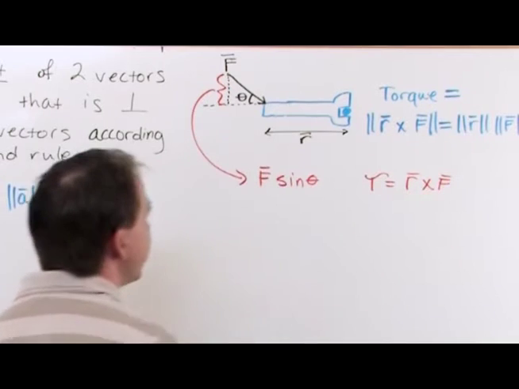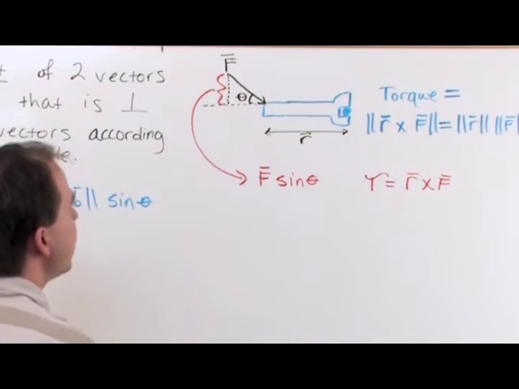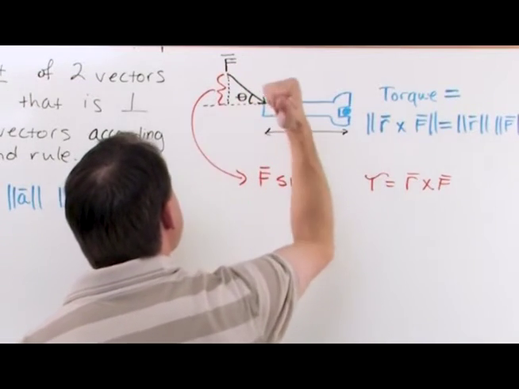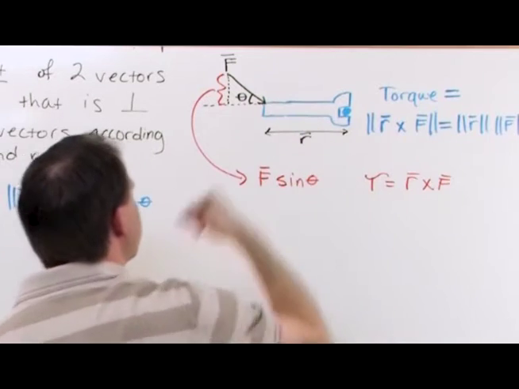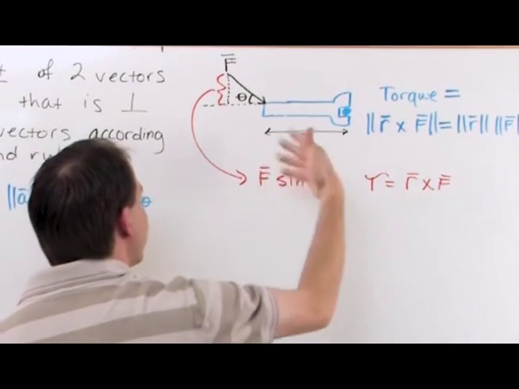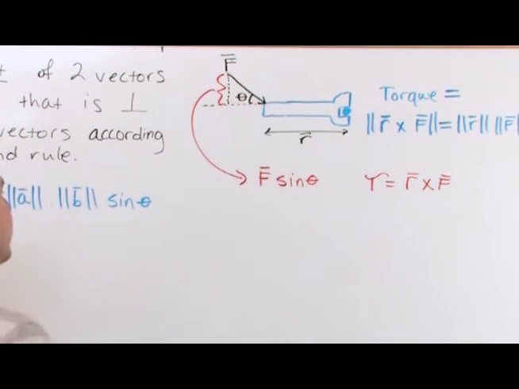The cross product always returns a vector, and the direction is given by the right-hand rule, which we've already talked about. So you would take R, cross it into F with the right-hand rule, and the answer is going to be a vector coming out of the board. Anytime you're dealing with cross products, the resulting vector you get mathematically is always going to be perpendicular to the two vectors you started with.